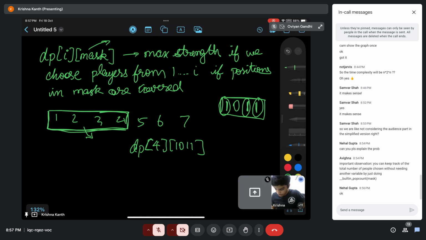Basically, if you choose a particular player i for a position j, then he contributes some particular value. So we have four players, 1, 2, 3, 4, and these positions 1, 3, 4. We can place them however we want. Now let's see how this transition actually works. We have a choice: we can either choose the ith person, the fourth person that we're considering among the first four people, or we can not choose him. We can do whatever is optimal for us.